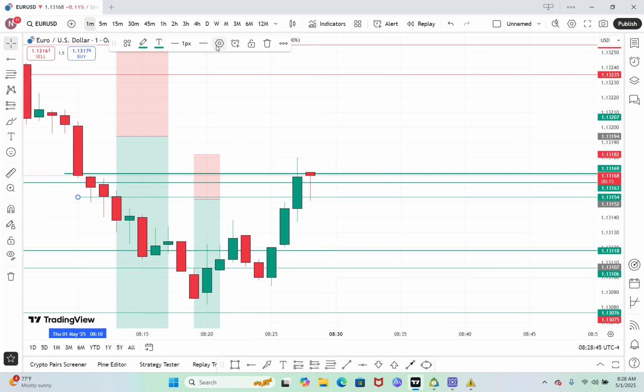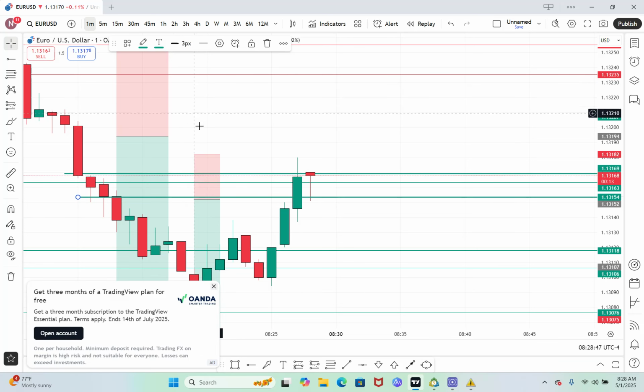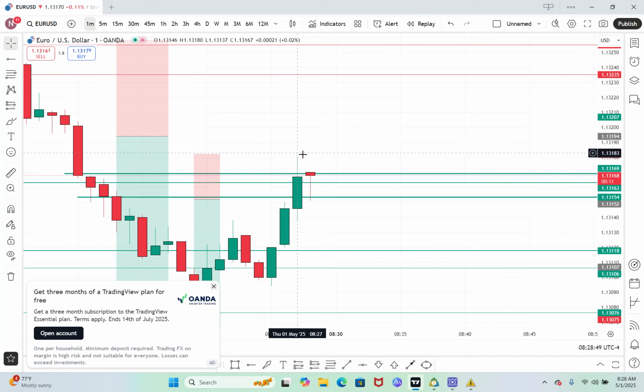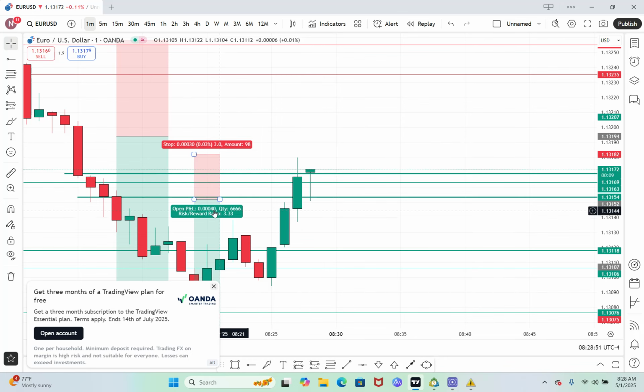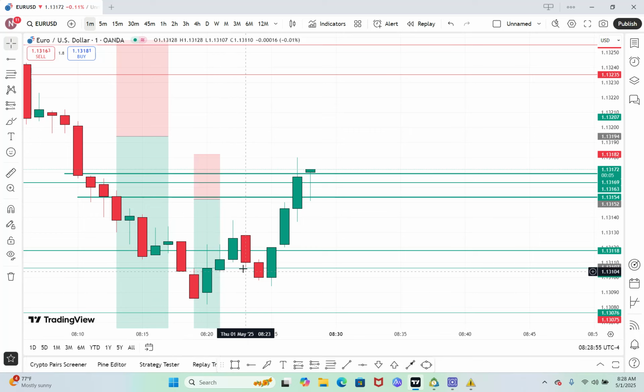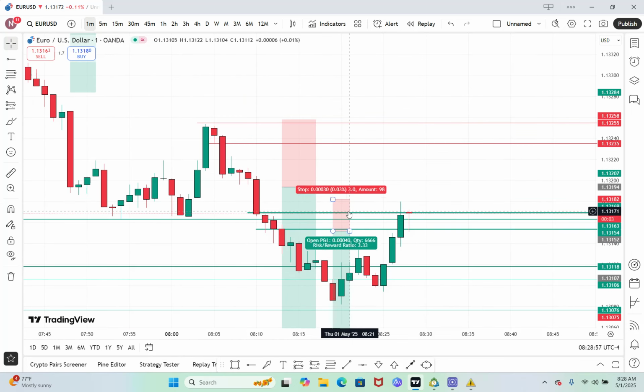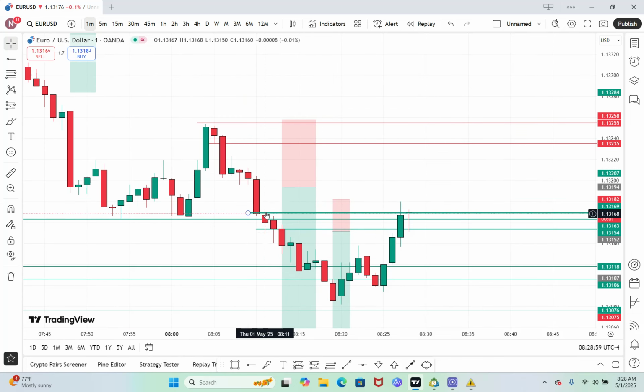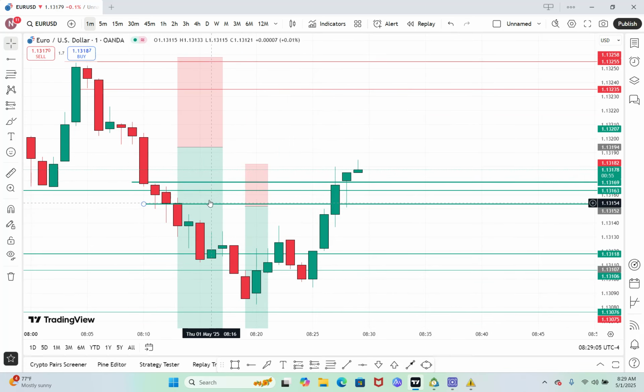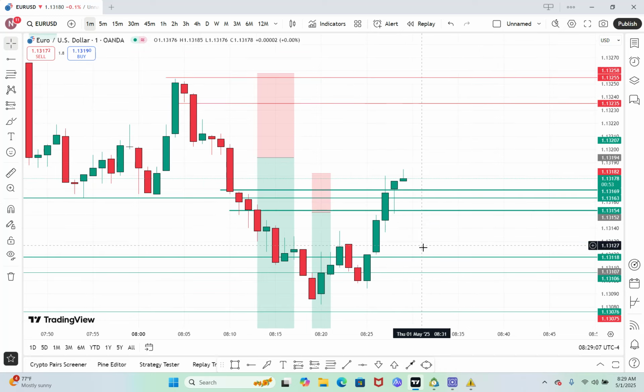This is the area right here, right? This is the area, and price just went through this area. Okay, so it's very important to calculate the profit margin. This will save you from losing trades.